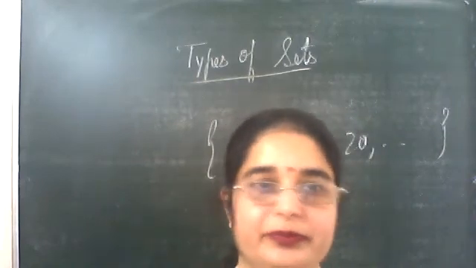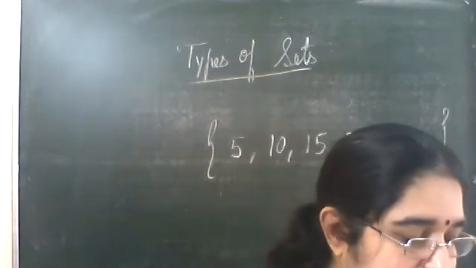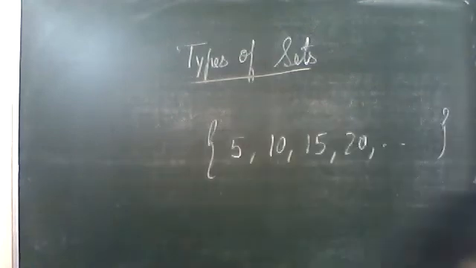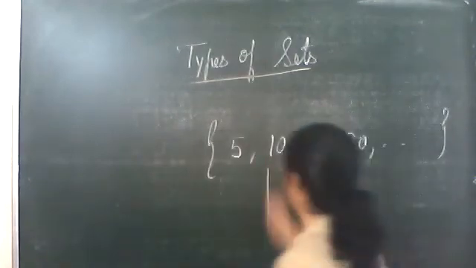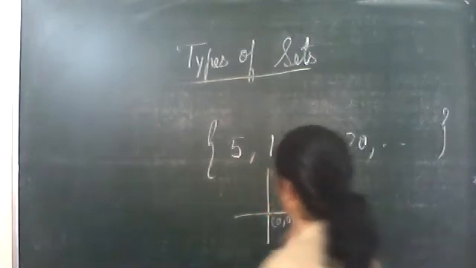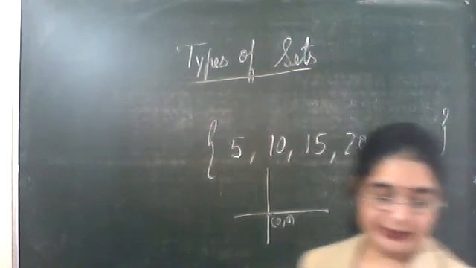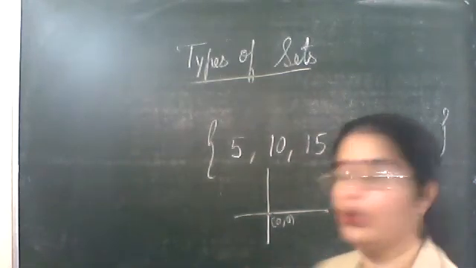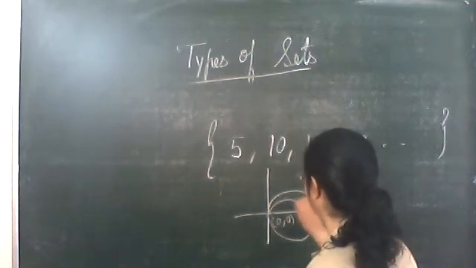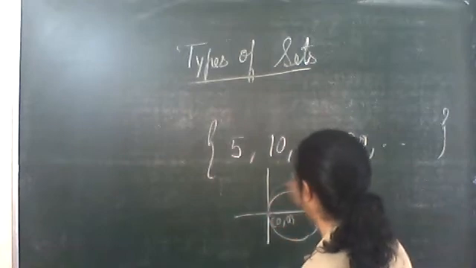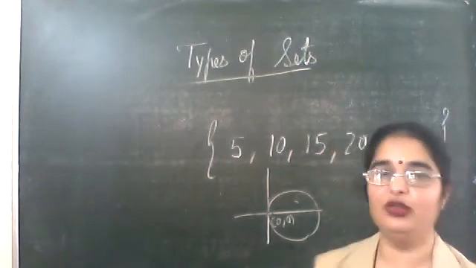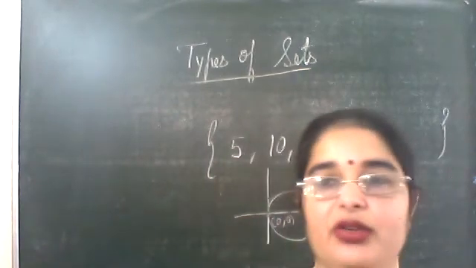Clear? The next is the set of circles passing through the origin. Now just see, this is your Cartesian plane, and this is your origin. Origin is the point (0, 0). You must know this. Now they are saying the set of circles passing through the origin. This is a circle passing through the origin. Can we draw many circles passing through the origin? Again, this is an interesting question.